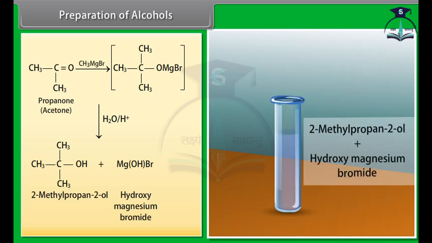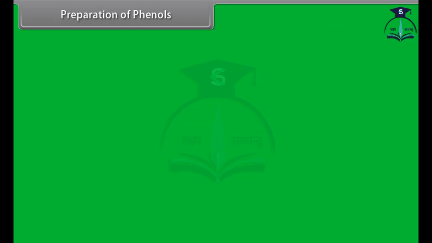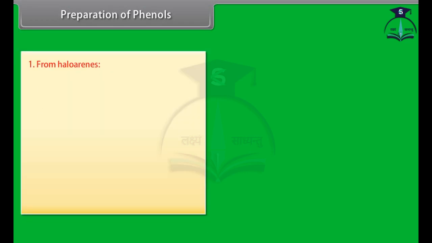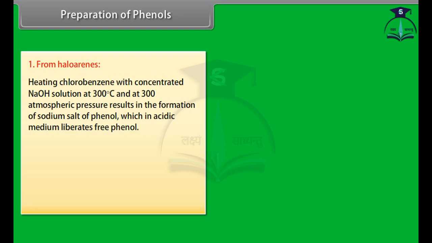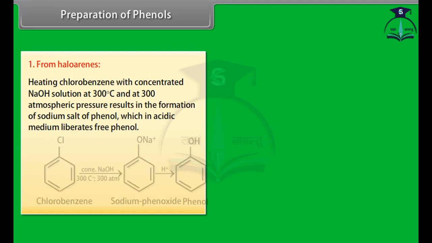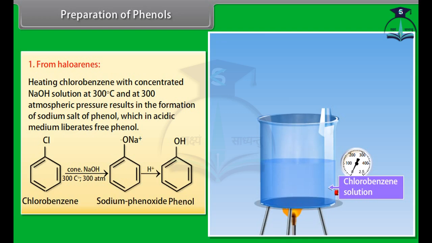Preparation of phenols. From haloarenes. Heating chlorobenzene with concentrated sodium hydroxide solution at 300 degrees Celsius and at 300 atmospheric pressure results in the formation of sodium salt of phenol, which in acidic medium liberates free phenol. Concentrated NaOH reacts with chlorobenzene at 300 degrees Celsius and 300 atmospheric pressure to form sodium phenoxide, and then by providing an acidic medium it gives phenol.